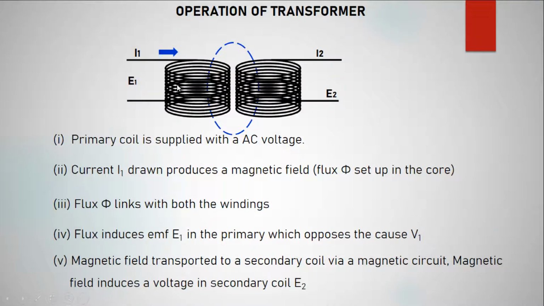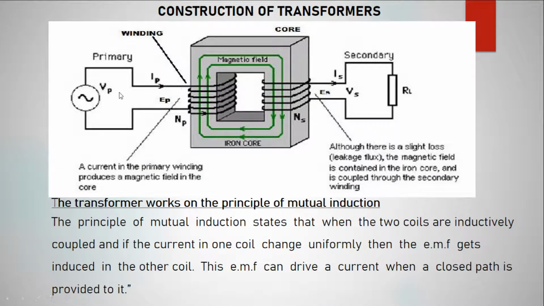So now, operation of a transformer. How does the operation of a transformer take place? As I told earlier, when input voltage is given to the primary winding of a transformer, the primary current IP will start flowing in the circuit. This primary current sets up a flux in the primary coil, which in turn induces a voltage, the primary induced EMF, which links with the secondary coil.